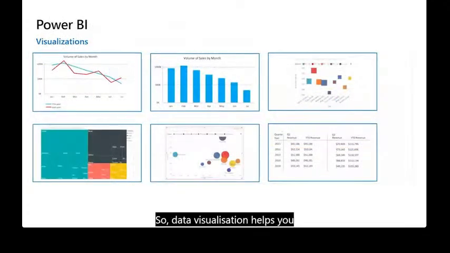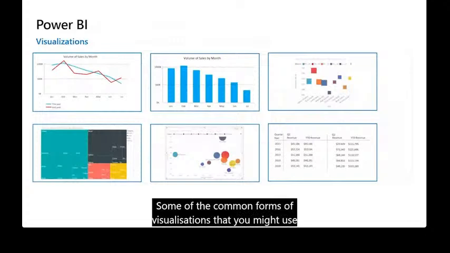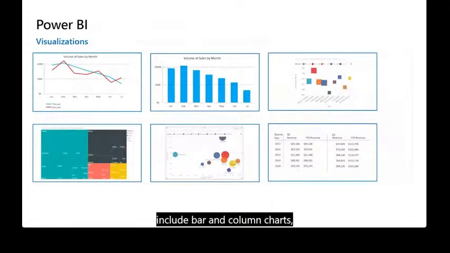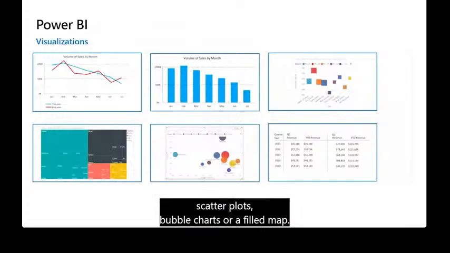So data visualization helps you to focus on the meaning of data rather than looking at the data itself. A good data visualization enables you to quickly spot trends, anomalies, and potential issues. Some of the common forms of visualizations that you might use include bar and column charts, line charts, matrices, key influences, tree maps, scatter plots, a bubble chart, or a field map.